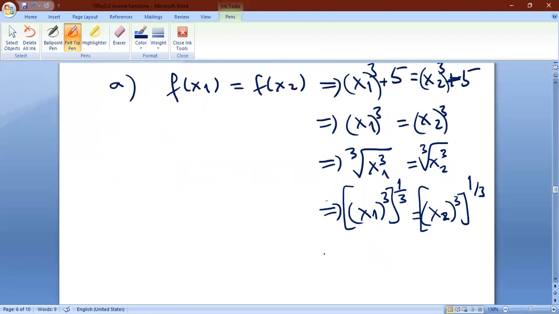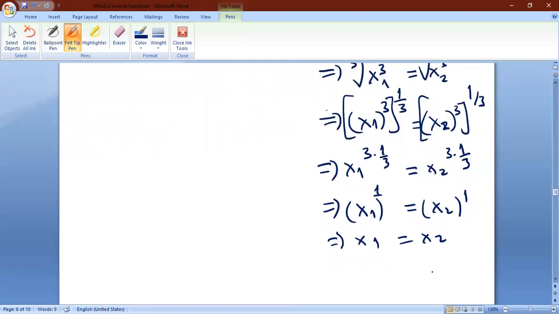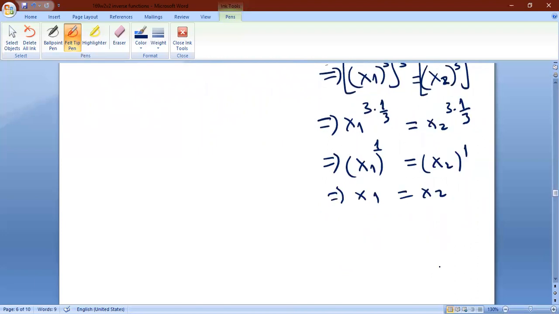And a power over a power means we multiply the powers. And that means 3 over 3 is 1. X1 to the first power, x2 to the first power. The first power of any number is the same number. Well, what happened? If f of x1 is equal to f of x2, then x1 is also equal to x2. So f is 1 to 1.